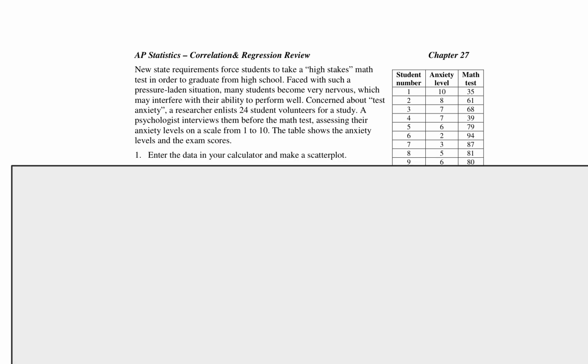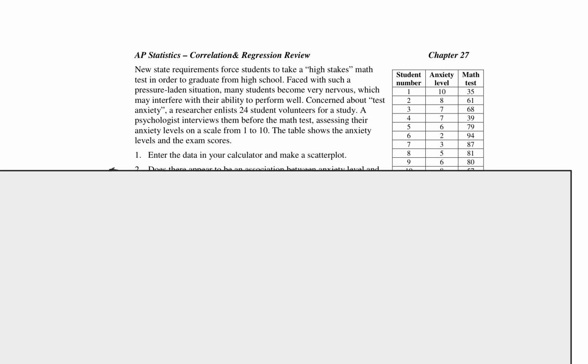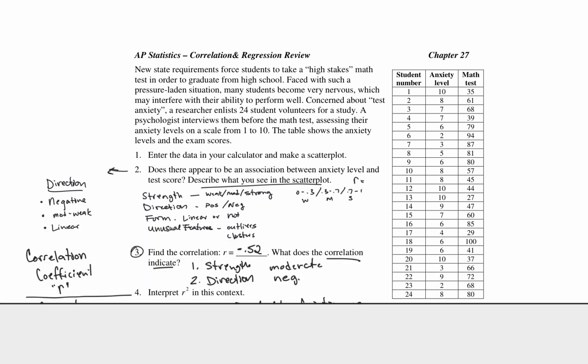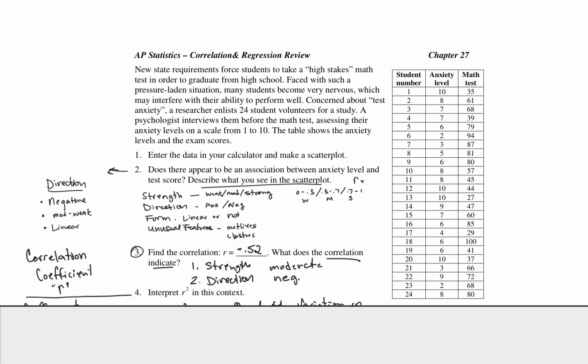So the first thing you see here is we have a set of data that is essentially a student number attached to their anxiety level and their score on a math test. The question is, does anxiety and math have a certain relationship? Some of you will agree that this is a true statement. Some of you may not. Let's see what the data says.